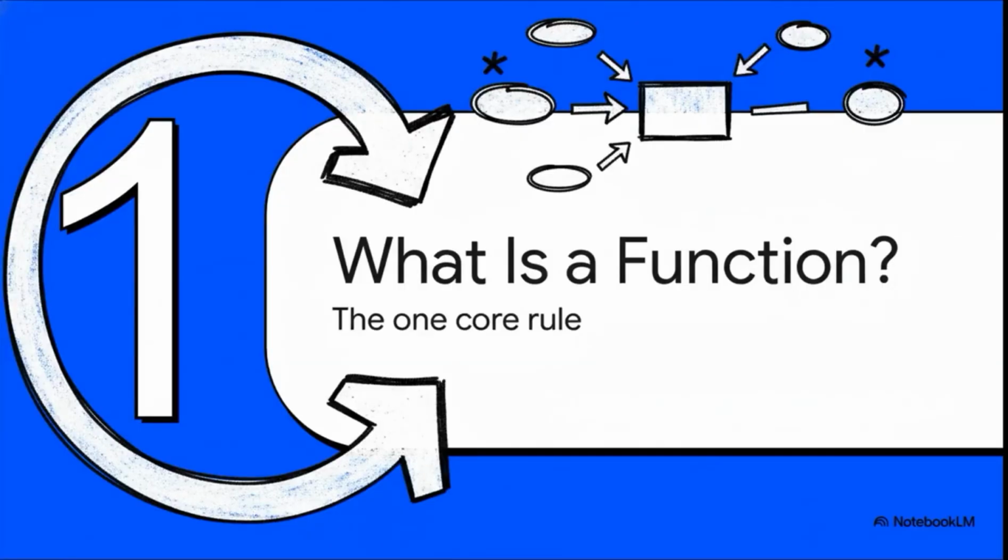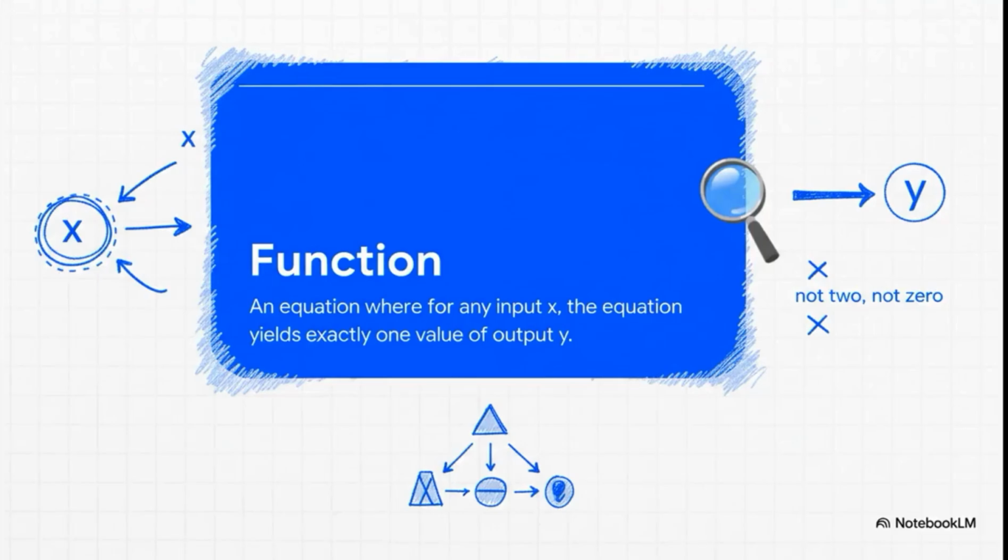Part 1. What in the world is a function? It honestly all boils down to one single core rule. If you can remember this one thing, you've pretty much got the whole concept down. And here it is, the big rule. A function is just an equation where for any input x that you put in, you get back exactly one output y. Not 2, not 3, not 0, just 1. That's it. That simple idea. One input leads to one predictable output. That is the secret sauce to the entire thing.